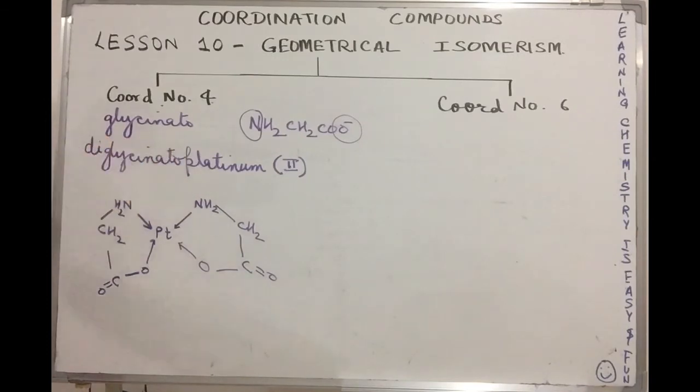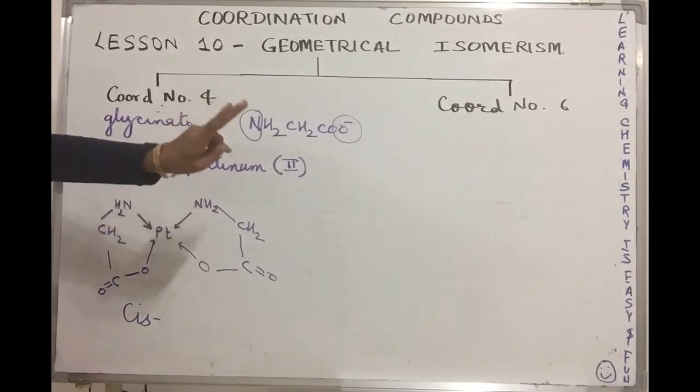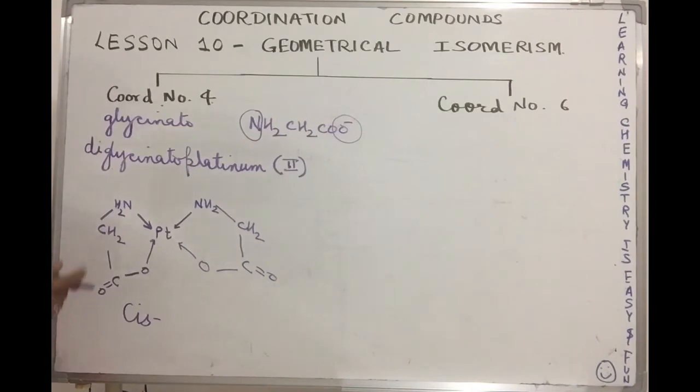So which form will this be? Cis or trans? Very good. So the full name of this compound would be cis-diglycinato platinum(II). Right? Can you draw the trans form of this particular compound? Try drawing it. I'll give you a hint over here.